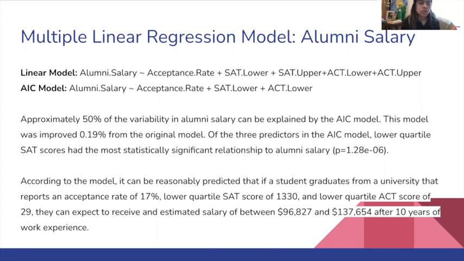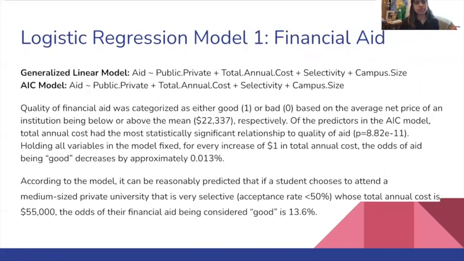According to this model, it can be reasonably predicted that if a student graduates from a university that reports an acceptance rate of 17%, a lower quartile SAT score of 1330, and a lower quartile ACT score of 29, they can expect to receive an estimated salary of between $96,827 and $137,654 after 10 years of work experience.